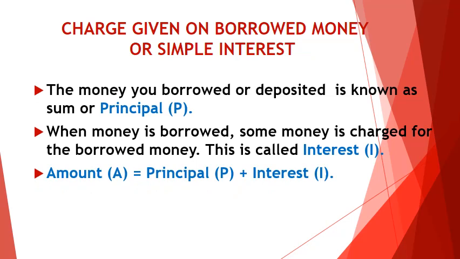Next is amount. Amount means the total money we will get after a few years, or we have to repay after some years. How to get that total amount? Total amount means principal plus interest. Principal plus interest is called amount.